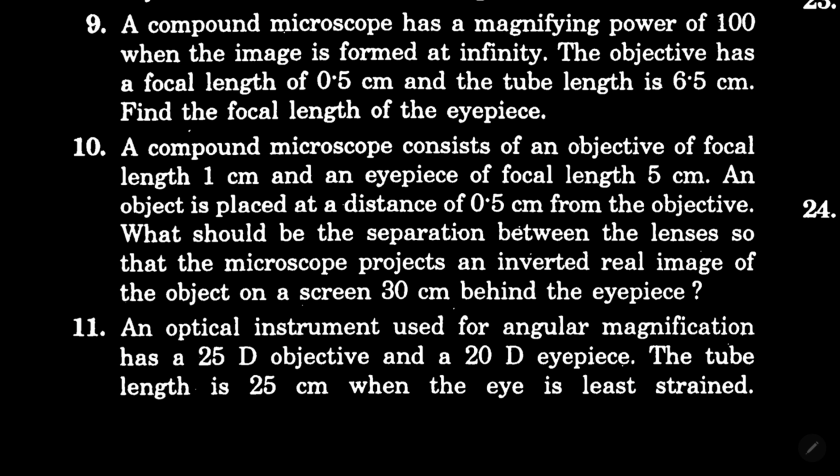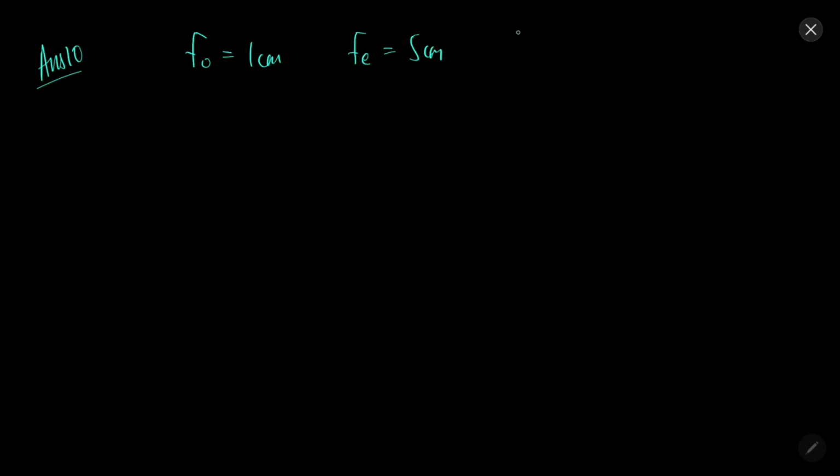In question 10, a compound microscope is given. What should be the separation between lenses so that the microscope projects an inverted real image? Solution 10. So FO is 1 centimeter, FE is 5 centimeter, UO is 0.5 centimeter, VE is 30 centimeter.